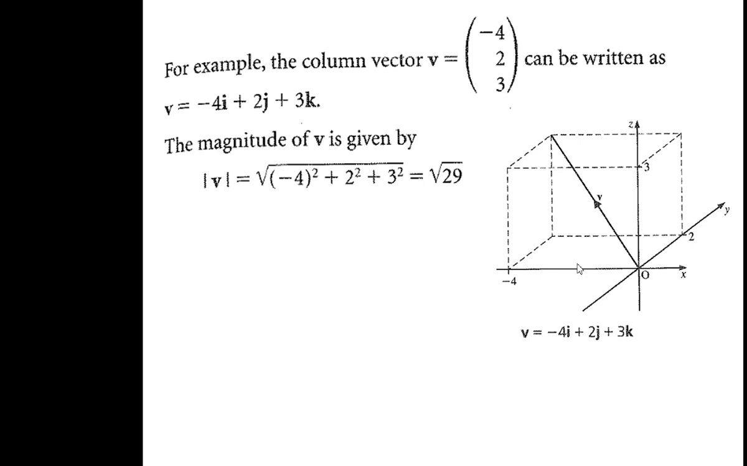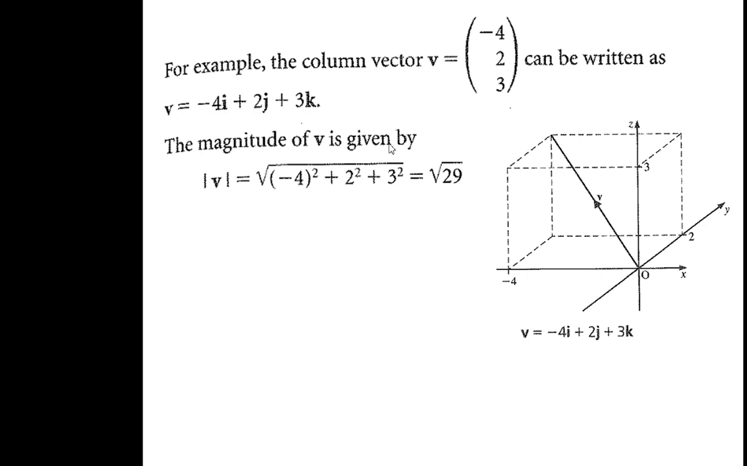Sorry, it goes minus 4 in the x, plus 2 in the y, and in the z it goes up by 3. So as a column vector, it's (-4, 2, 3): minus 4 in the x, plus 2 in the y, and plus 3 in the z. We need to use ijk notation if we're to write it as a unit vector, so it would be minus 4i plus 2j plus 3k.